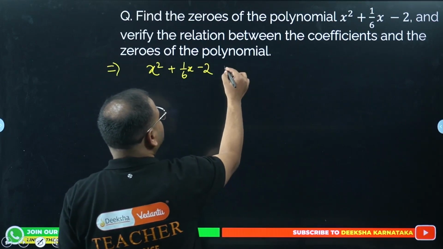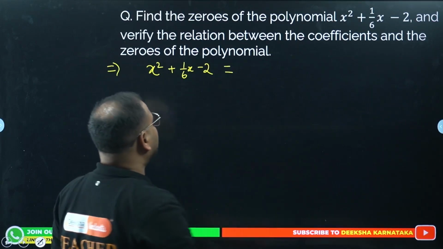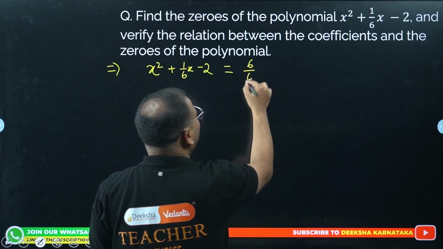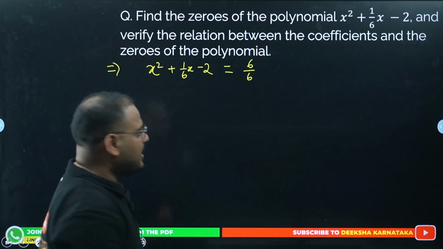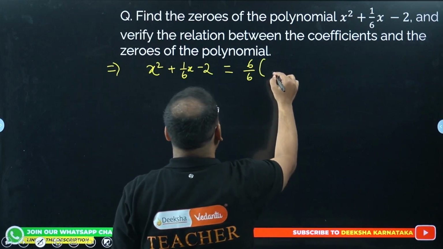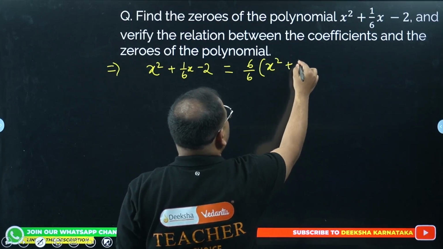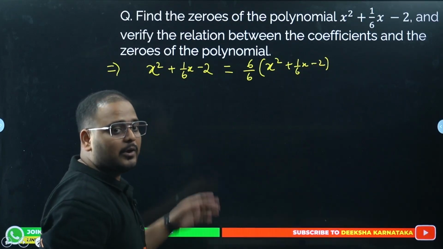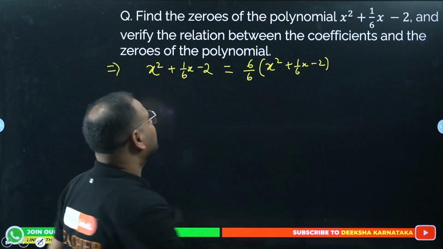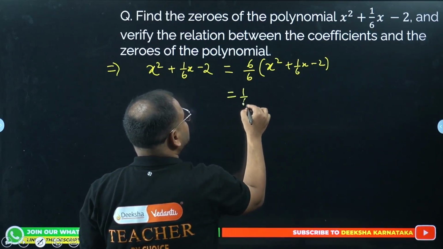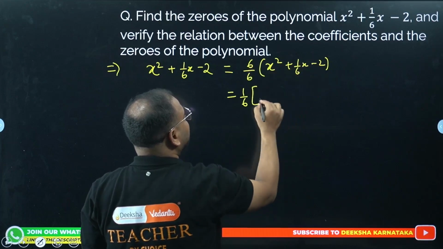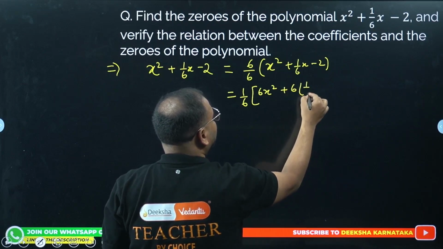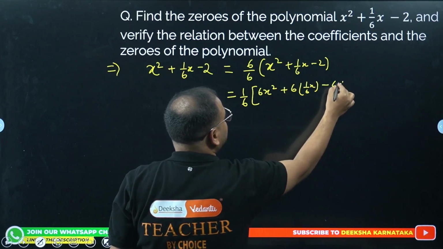How will we make it without fraction? Multiply 6 on both sides, up and down. Where is up and down, sir? I will multiply 6 like this, no? 6 by 6 is 1. Make a fraction like that and write the polynomial x square plus 1 by 6x minus 2, like that. Okay, now take the numerator 6 inside the polynomial. What do I get? 1 by 6 is left here. Because the upper 6 went in, it became 6x square plus 6 into 1 by 6x minus 6 into 2.